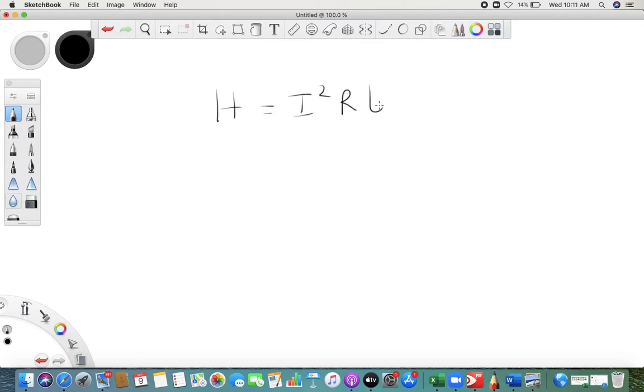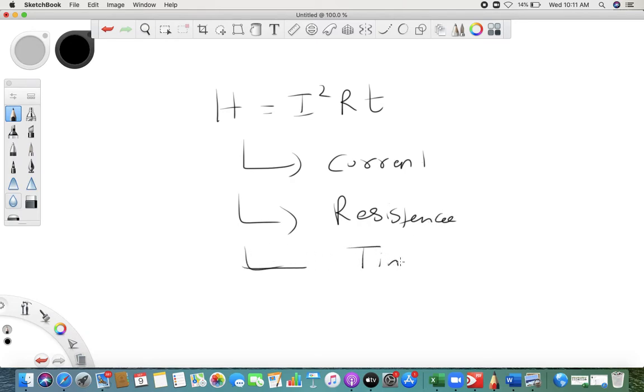So from this we can simply say one thing. What? That heat energy depends upon current, it depends upon resistance, and it depends upon time. So heat energy depends upon three things: current, resistance, and time. Now think a little. It depends upon the square of the current. Second, it is directly proportional to resistance. So the more the resistance, the more the heat.